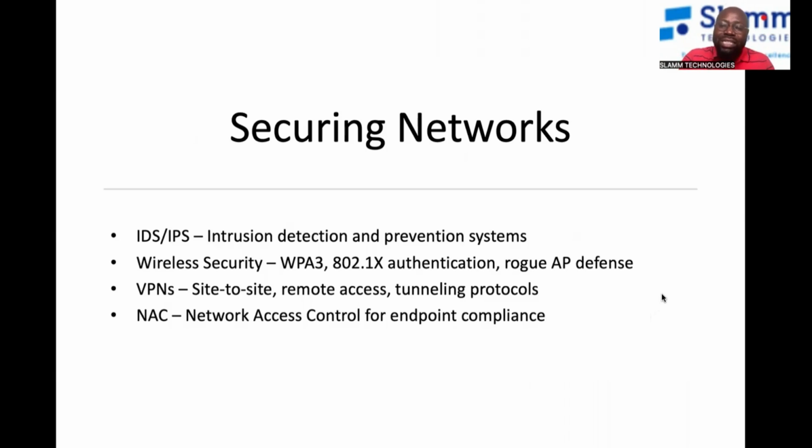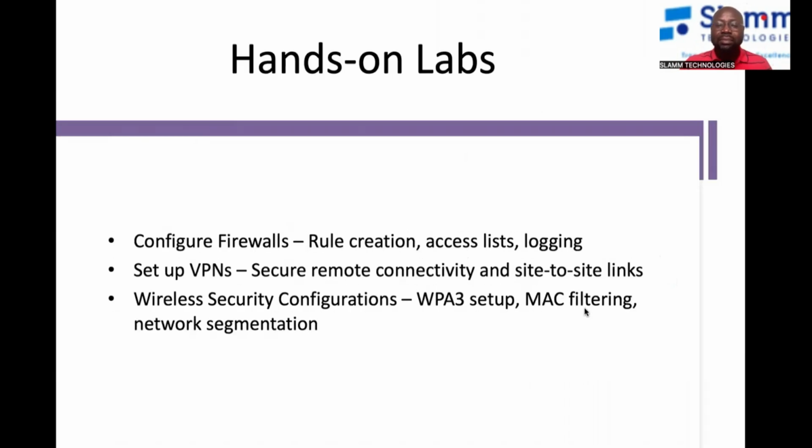Wireless security is critical, using WPA3 and 802.1X, which is RADIUS authentication. We are moving away from RADIUS to Diameter authentication, which defends against rogue access points. VPNs, right? Whether site-to-site or remote access, create encrypted tunnels that shield sensitive data from prying eyes. And don't forget that network access control ensures only compliant and secure devices connect to the network.